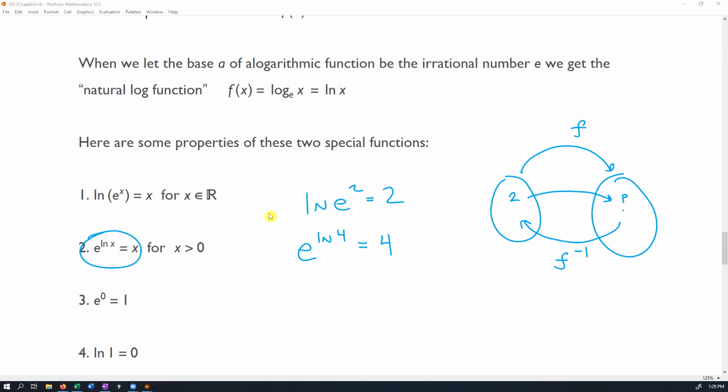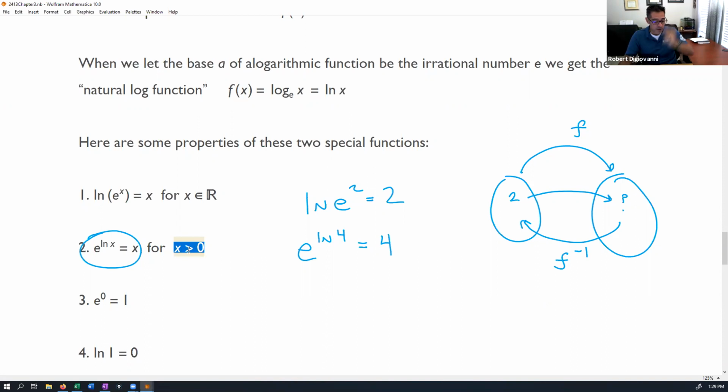The number has to be greater than 0. Pardon me? The number has to be greater than 0. Yes, why does it have to be greater than 0 here? Because you're plugging into the log, right? And logs can't accept negative numbers or 0. You can only plug in positive numbers, which is why we have that little restriction here.